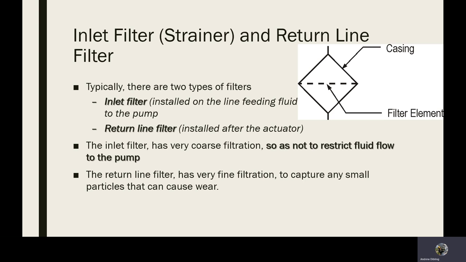A return line filter is installed after the actuator, and that is after the fluid has been pumped and through the pressure regulator and through the speed reducer or all of the riggings that it's been to right up to the actuator, and then is going back to the reservoir. It will have picked up any contaminants in the system by that point, and it's a good place to capture any type of contaminants.